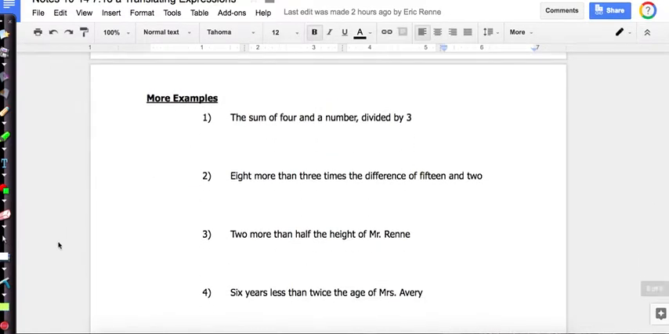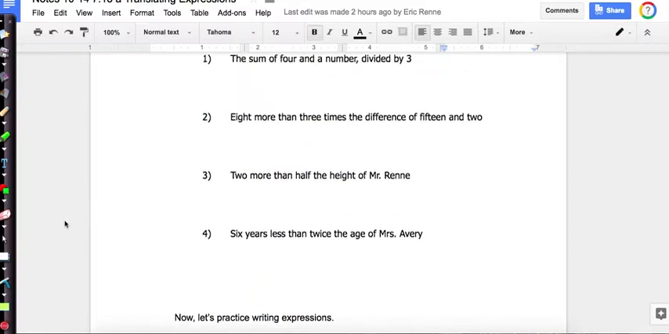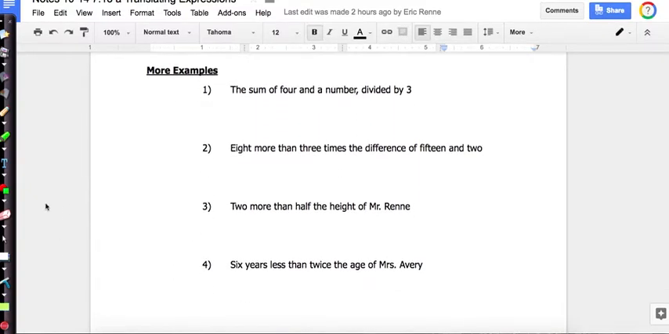Okay, let's look at the last page here. So we have some more examples. Now we're going to use all the strategies that we just discussed: circling switch around words, underlining keywords. So the sum of 4 and a number, stop, then divide by 3. So the sum of 4 and a number, so stop and group, then divide it by 3.